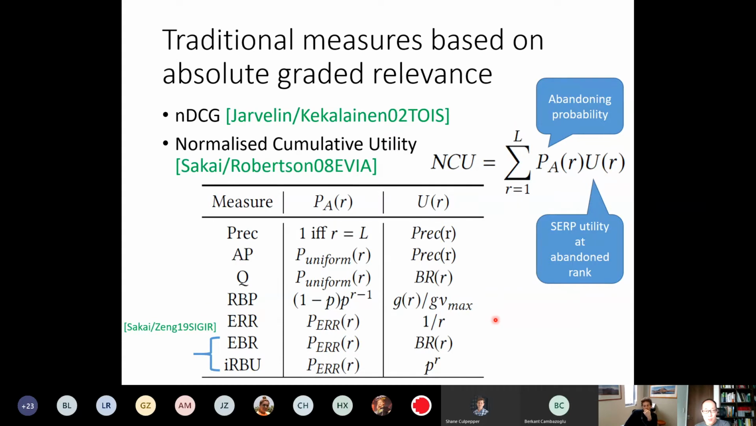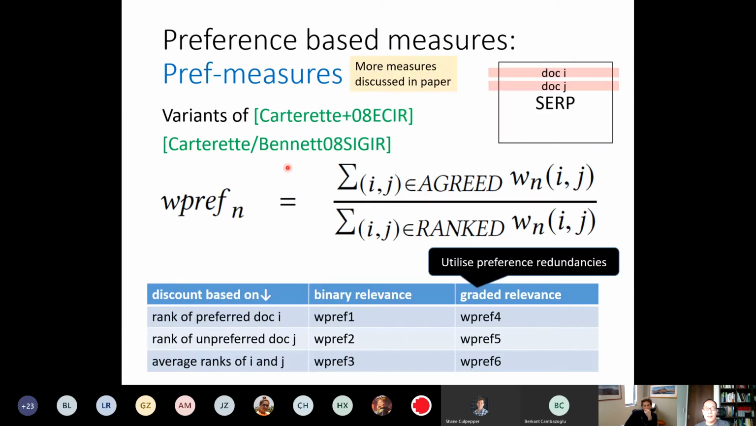So these are the traditional measures I considered. Since I have released all the data, you can also try your favorite measures for yourself. Now, for preference measures, I tried a variety of measures, but I will talk about some of the good ones.